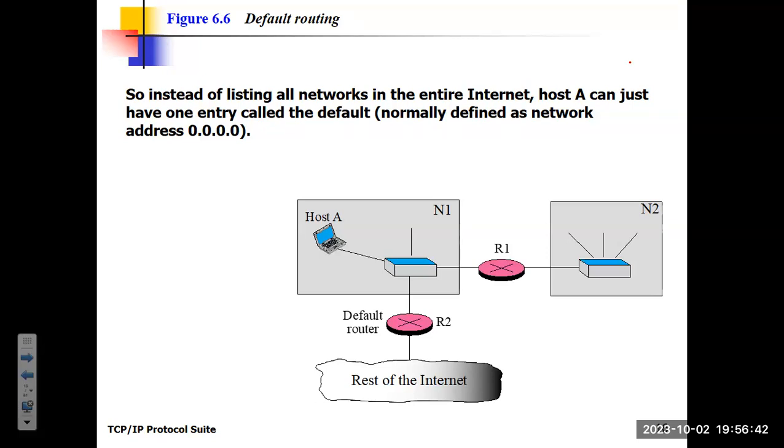So for example here, if I want to send something from N1 to N2, I have to go through router 1.